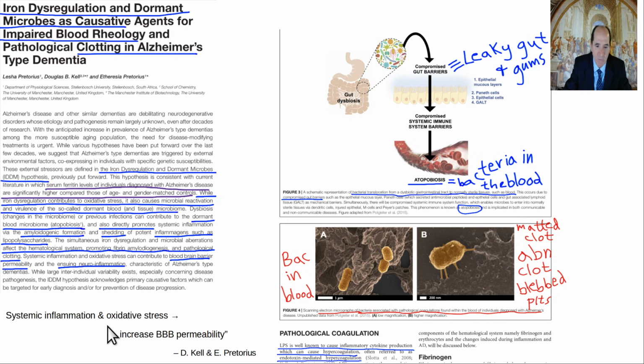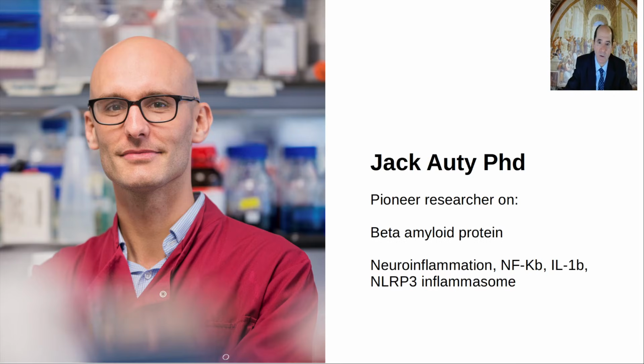And then systemic inflammation and oxidative stress will increase blood-brain barrier permeability. You don't want that, because then that permits bad things to get into your brain.